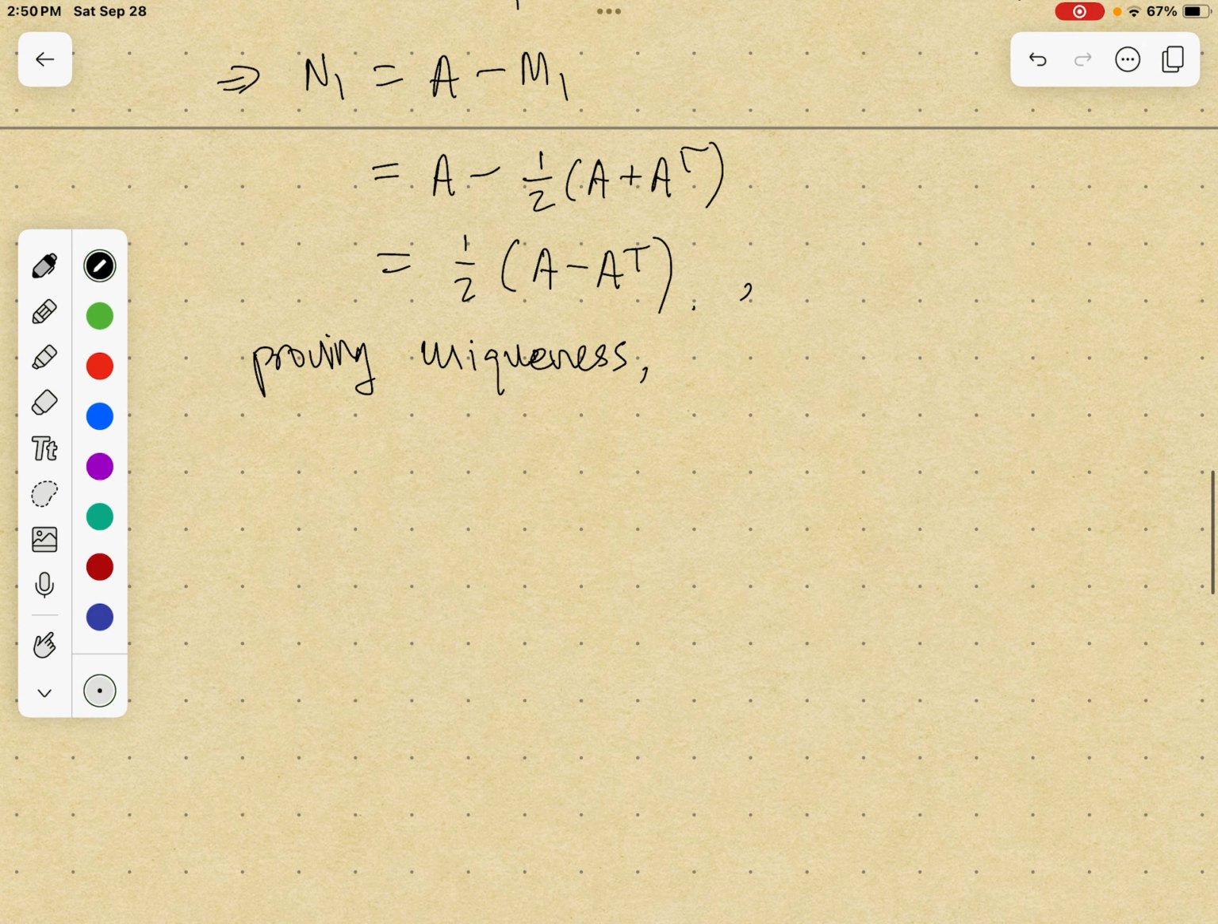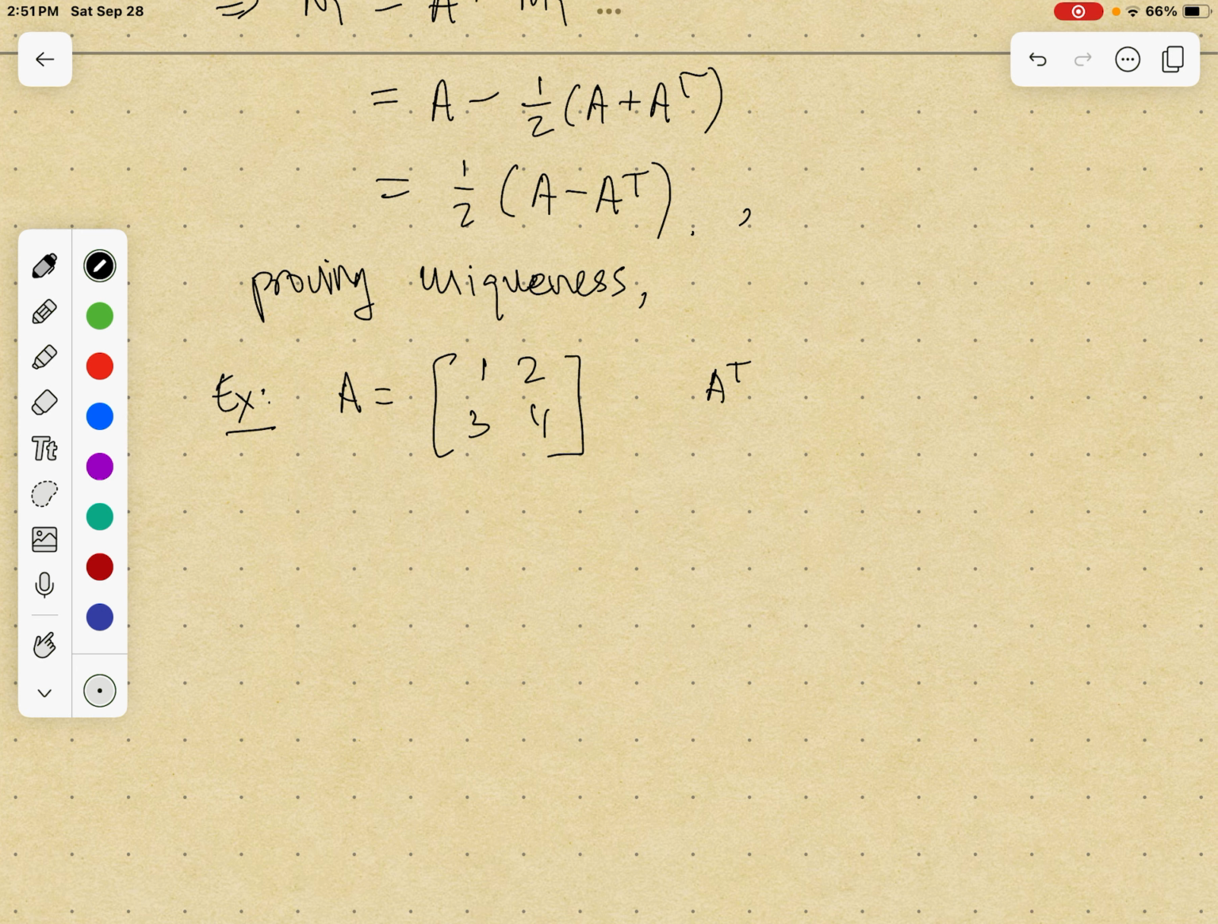So let's just do a quick example. Let's say that A is this matrix 1, 2, 3, 4. Well, this is certainly neither symmetric nor skew-symmetric, right? If you just take the transpose, the 2 and the 3 get switched, and A transpose is not A. A transpose isn't negative A either. So what is A transpose? A transpose is going to be this. No, that's A. I'm writing down A. Okay, nope. This is A transpose. There we go.